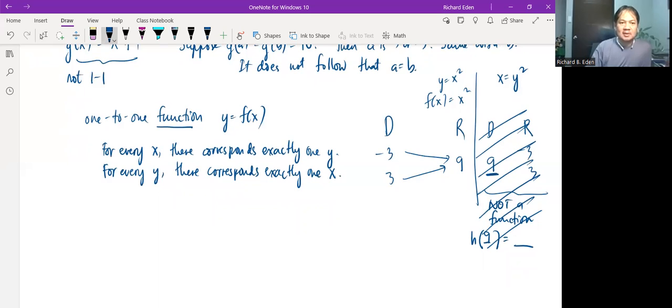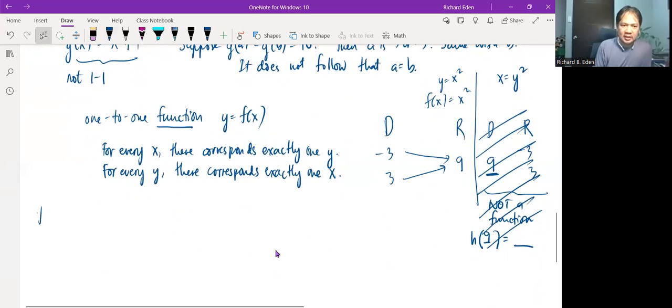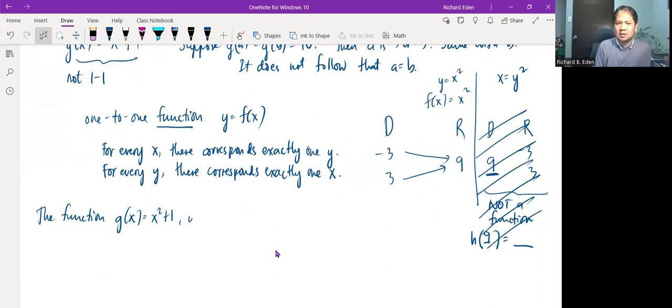Alright, so ito. The function g of x equal to x squared plus 1. Okay. The function g of x equal to x squared plus 1 with implied domain the interval negative infinity to infinity is not one-to-one.